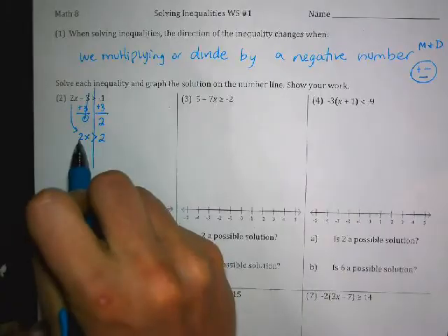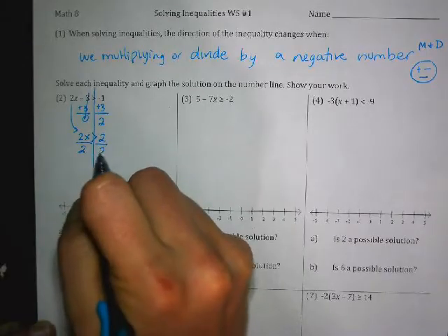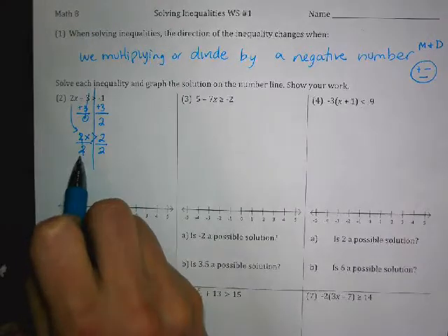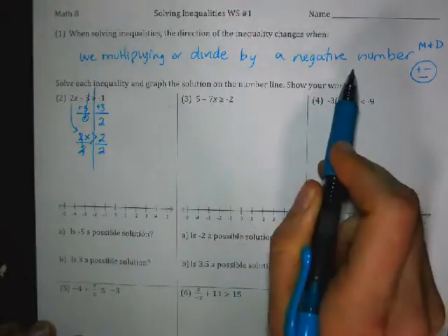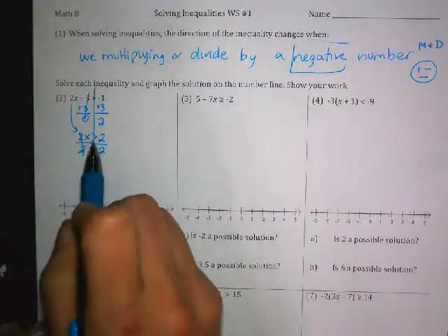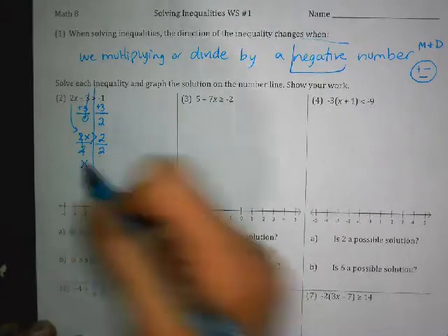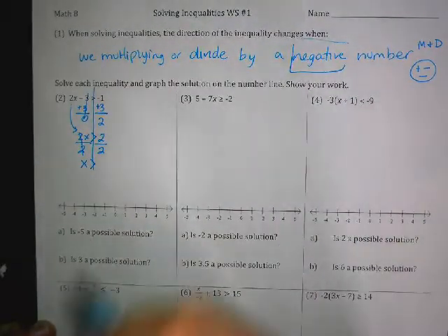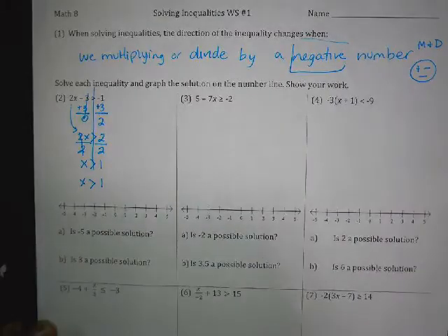Now to get rid of the 2 over here, 2 times x, right? We're going to do the opposite. We are going to divide by 2. And right here, is this a positive or a negative? It's a positive. So it doesn't follow this rule because these are negative numbers, and we're not going to change the inequality sign. So we're going to leave x on this side, and we're going to keep our inequality symbol, and 2 divided by 2 is 1. So our final answer is x is greater than 1.